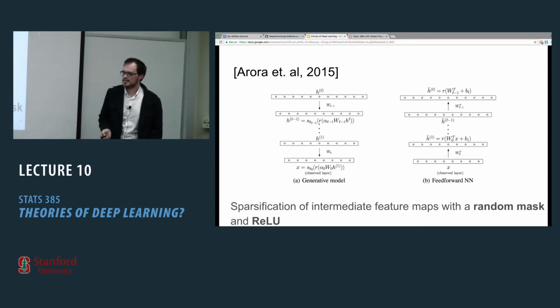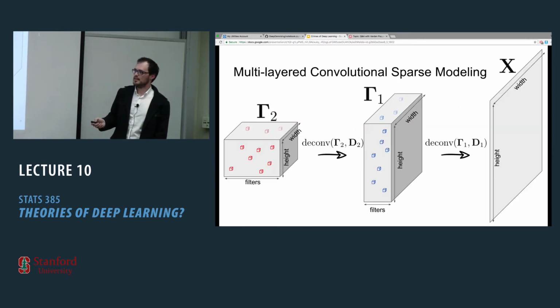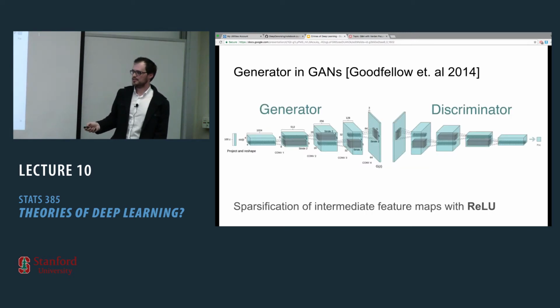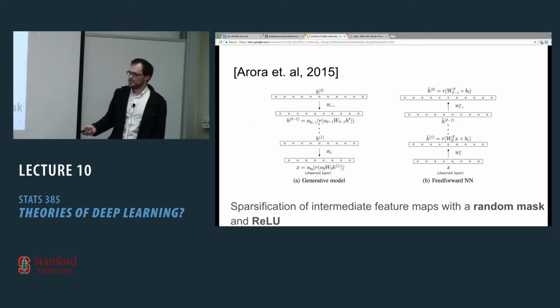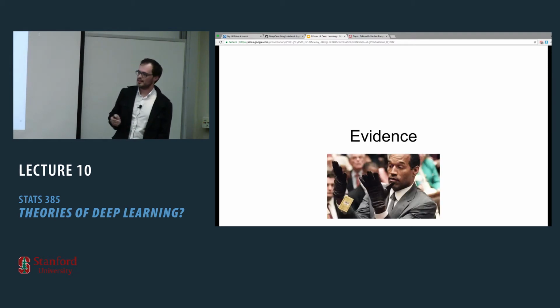So you can basically see the whole spectrum of ideas. You can see this generative model, which is linear. You can see this generative model, which applies ReLU. You can see this generative model, which applies random masks. And you can see this generative model that applies both random mask and ReLU. Which one is the simplest? The first one. Which one is the best? Time will tell. So finally, evidence.